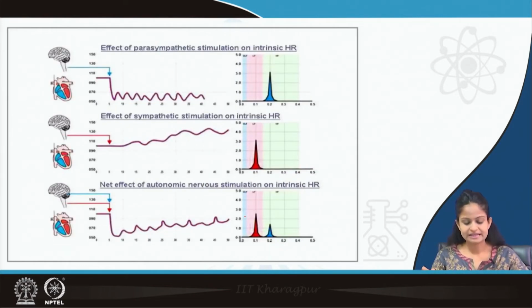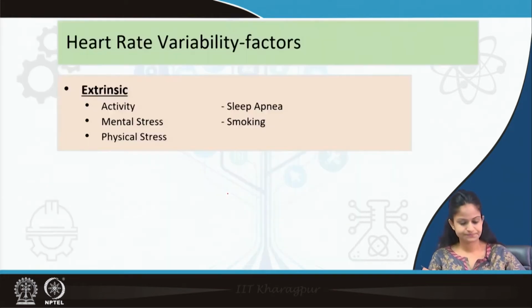So, here we can see the sympathetic stimulation on the intrinsic heart rate is slow, whereas the parasympathetic stimulation on the intrinsic heart rate is instantaneous, and this is the net autonomic nervous system stimulation, that means the balance between the sympathetic and the parasympathetic nervous system, which gives rise to the intrinsic heart rate.